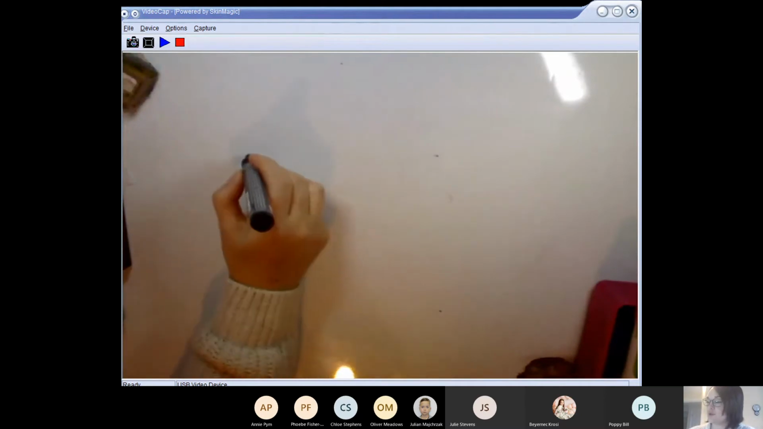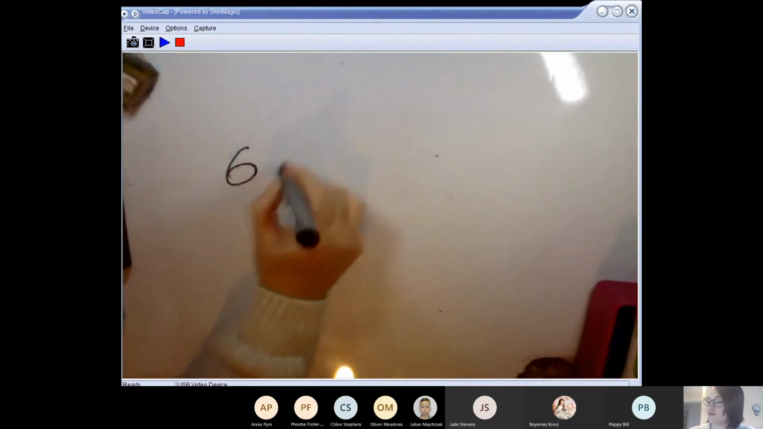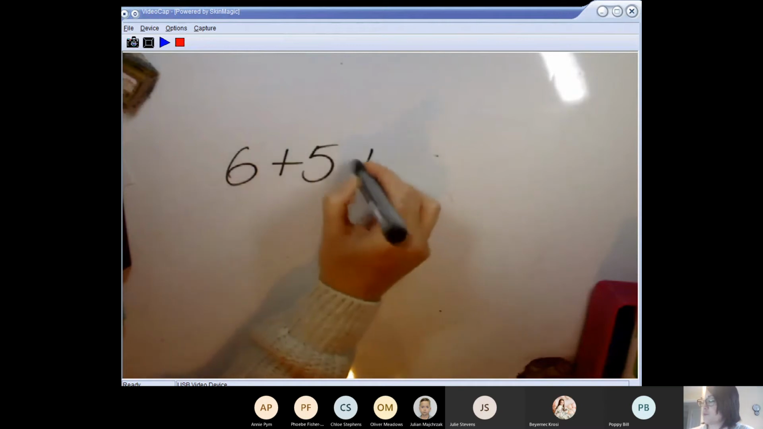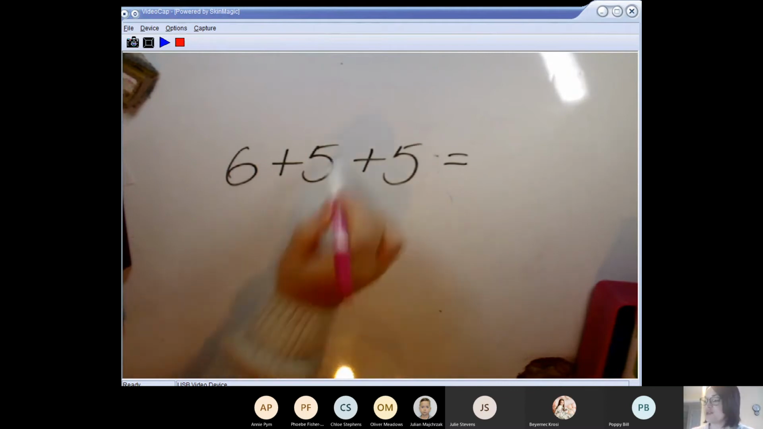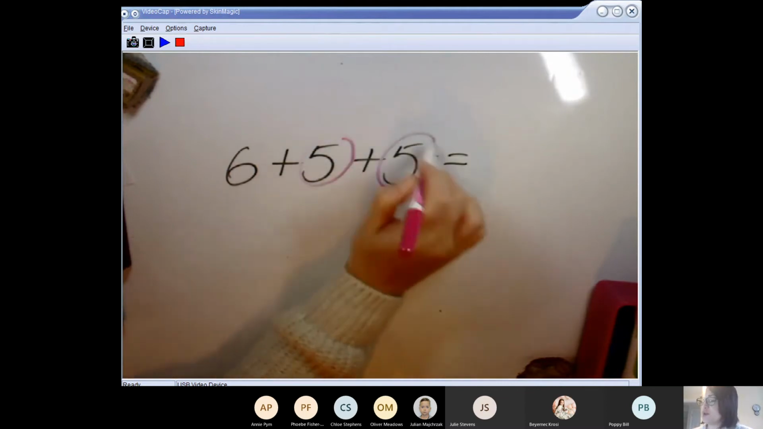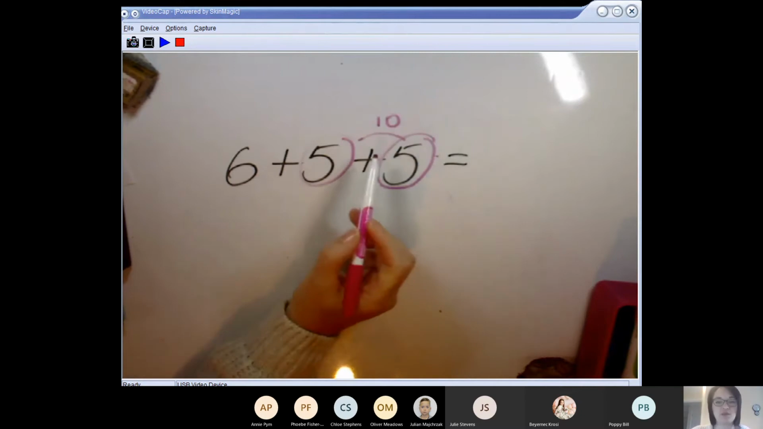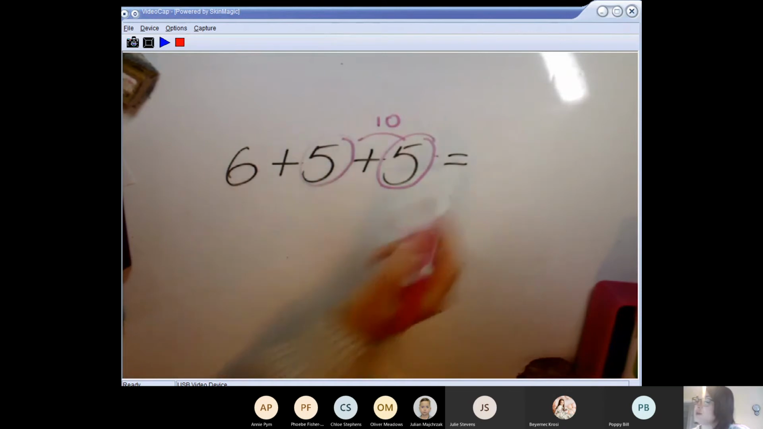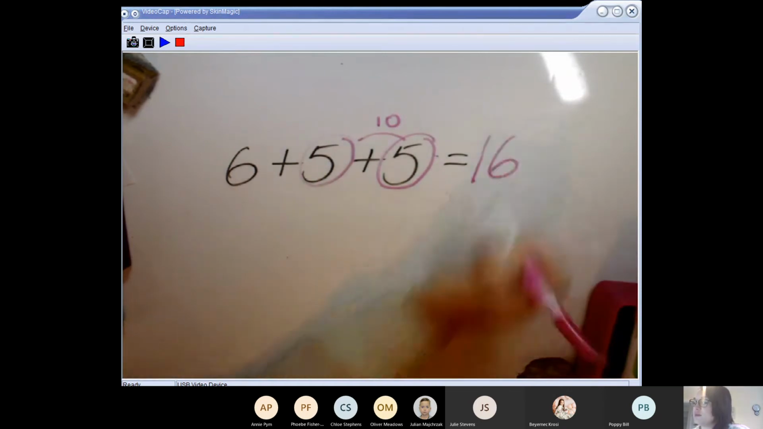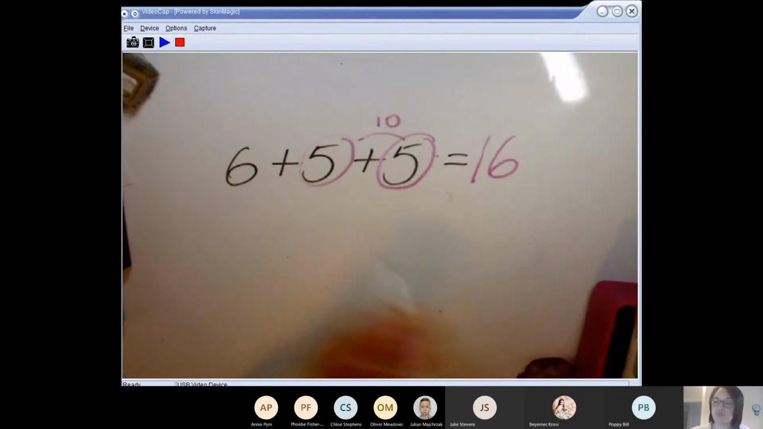What about this one? Spot the easy bit. It's a double and a number bond to 10. Actually, I know that double 5 gives me that 10. If I've got 5 and 5, I know I've got 10 already. Then I can use my place value, 10 and 6, 1 ten and 6 ones gives me 16.